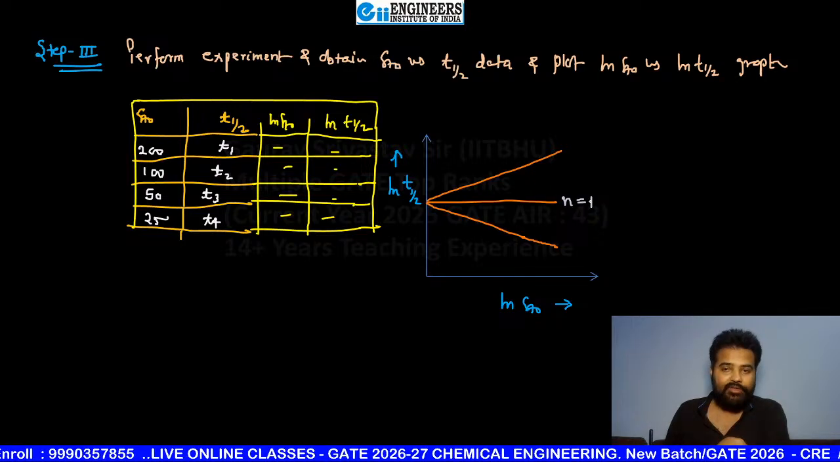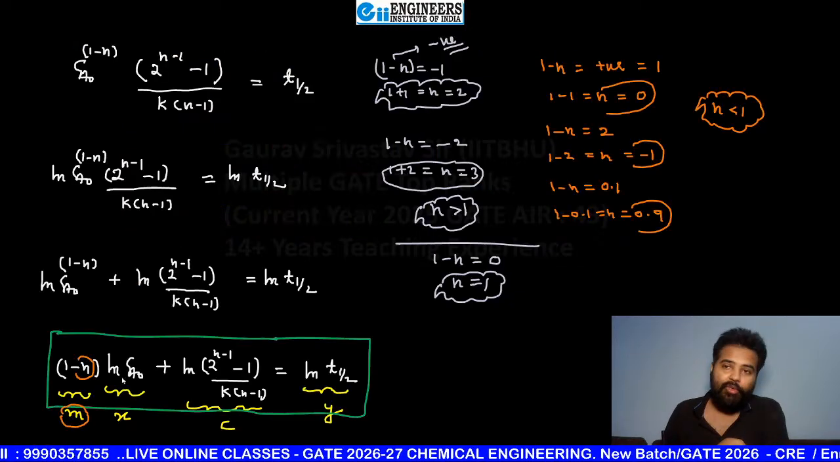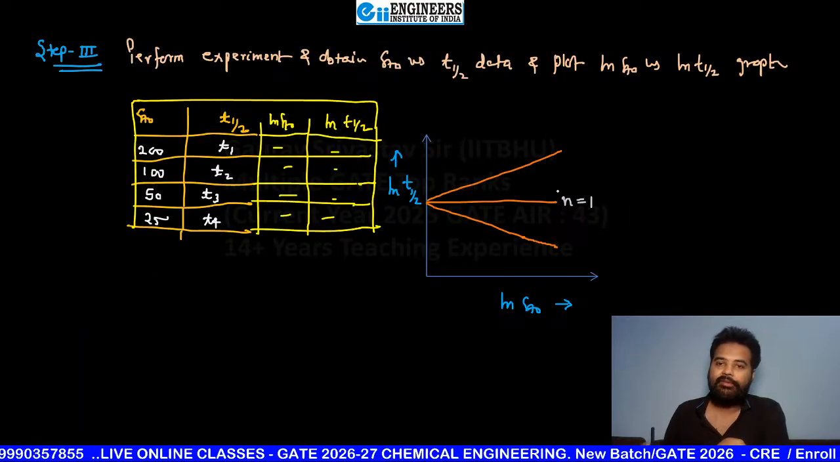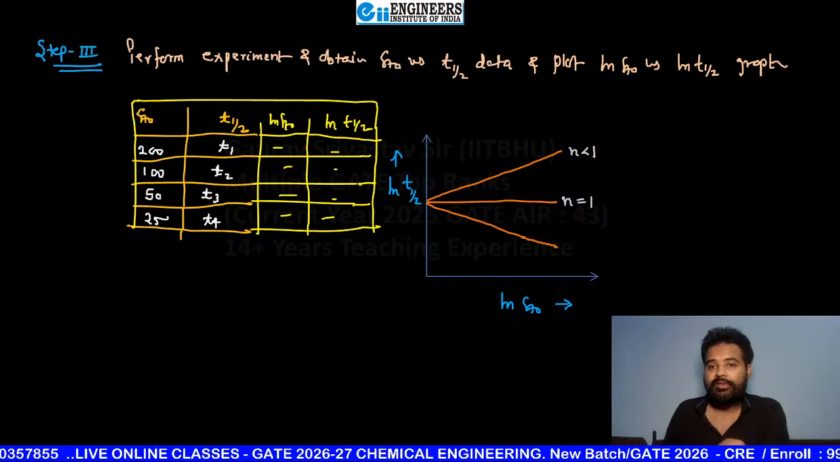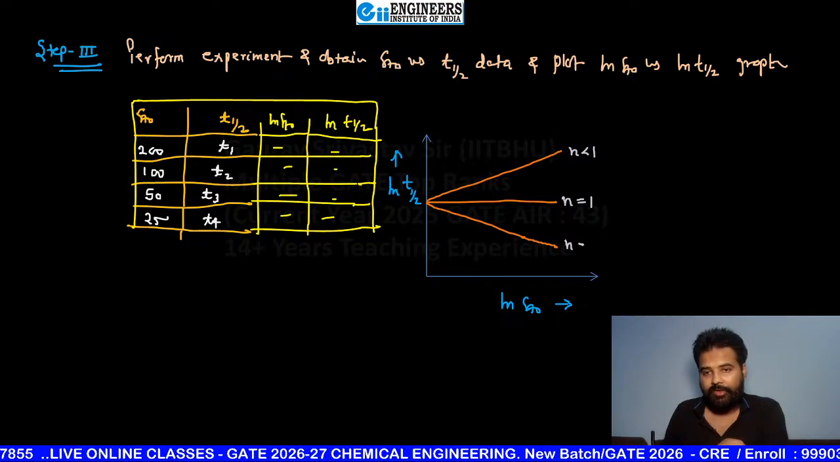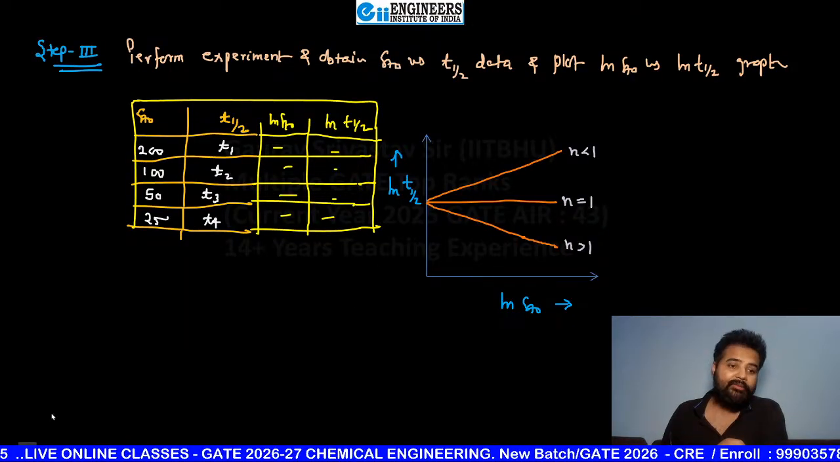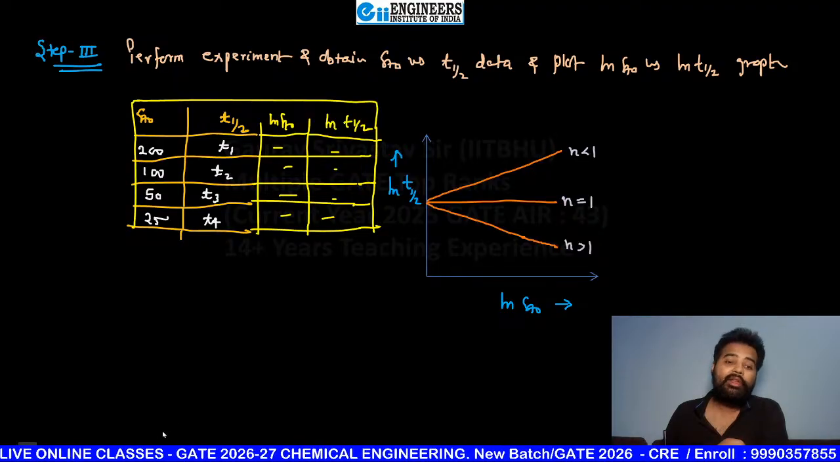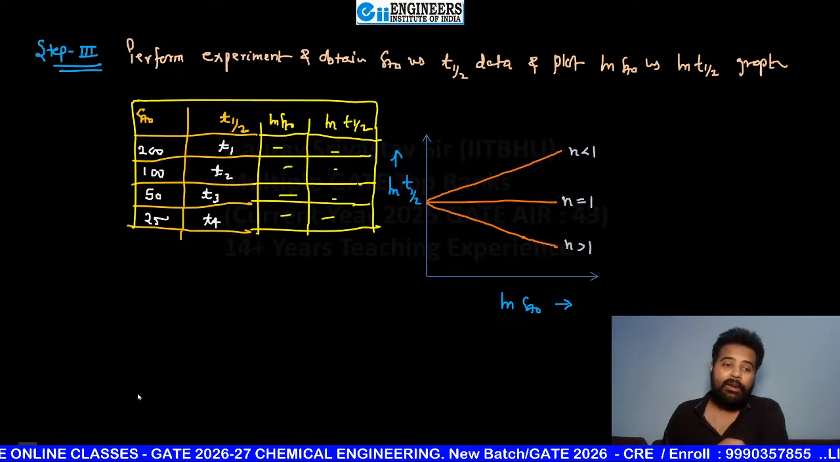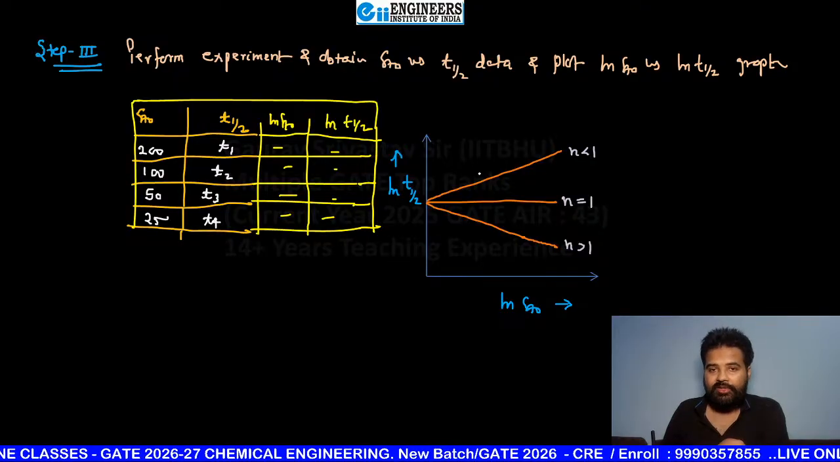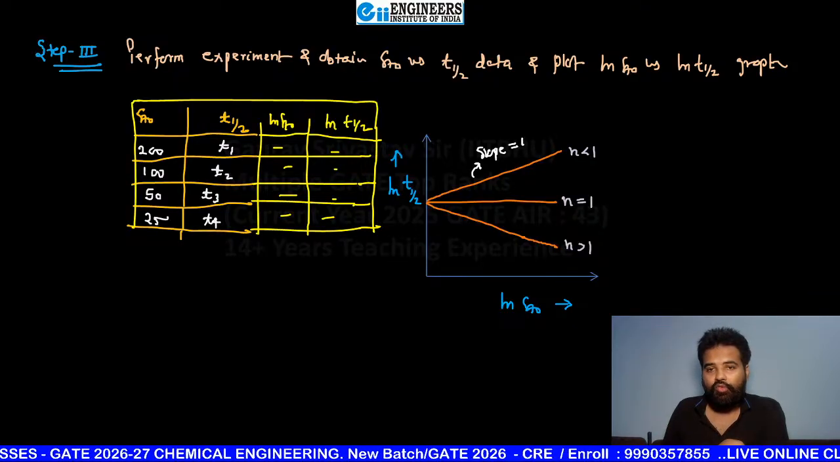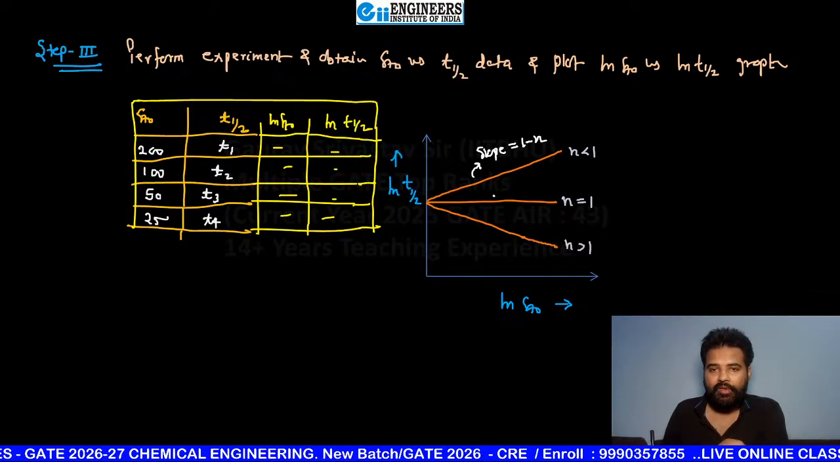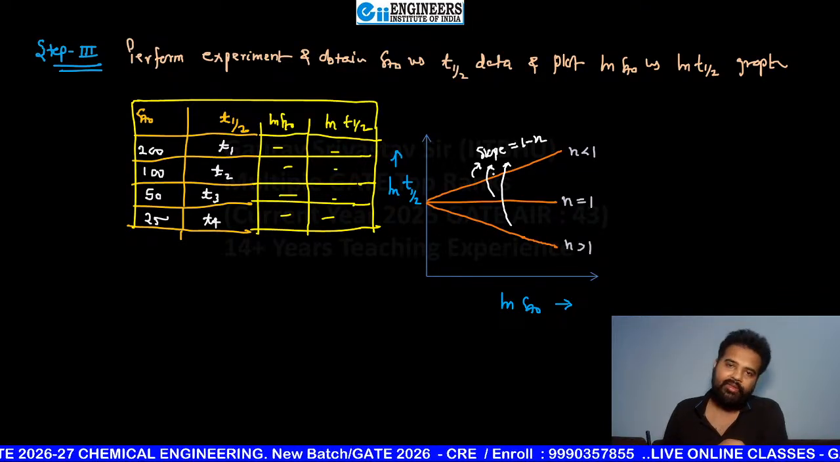N is equal to 1. If positive slope, what does it mean? N is less than 1. And if this comes, then that means n is greater than 1. And every time, how will you get the value of n? It's very easy, with the help of slope. In all these cases, the slope is 1 minus n.